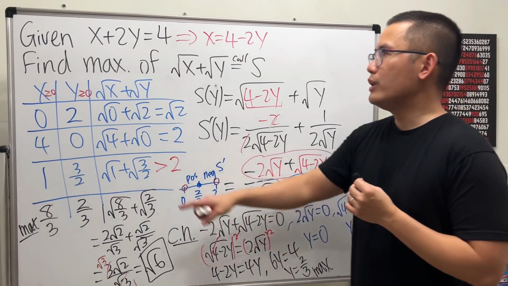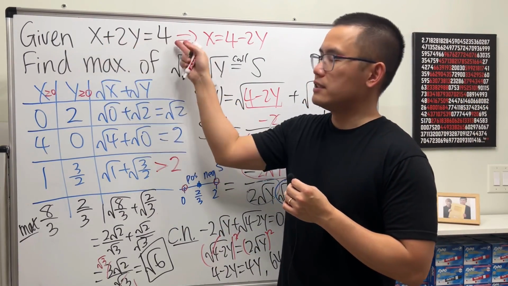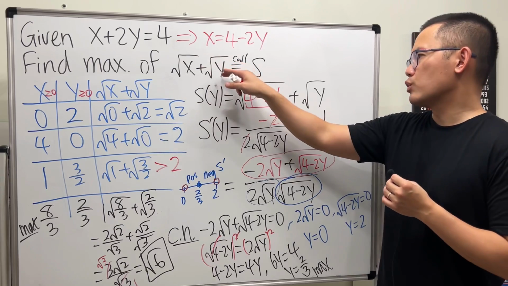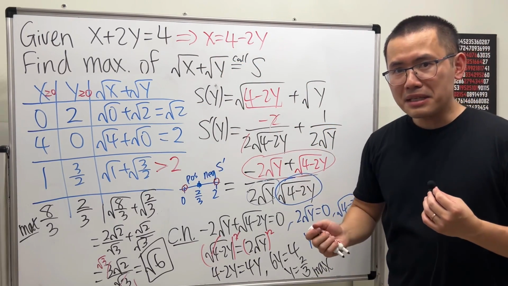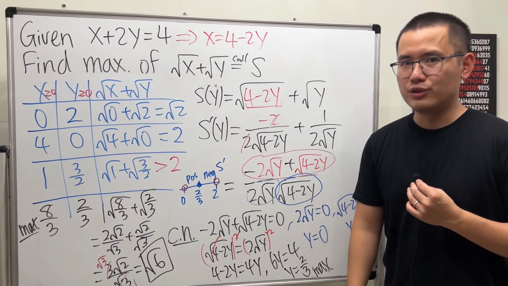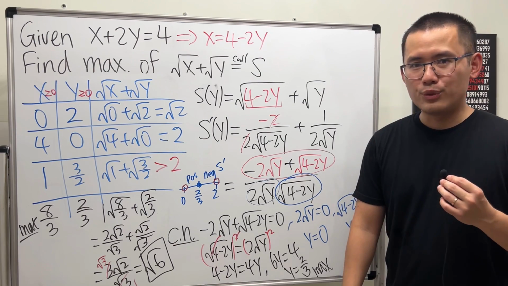But imagine if we have 3 variables here, x, y, z, and then square root of x plus square root of y plus square root of z. Then in that case, we will have to use Lagrange multipliers. I will make another video in that regard as well.